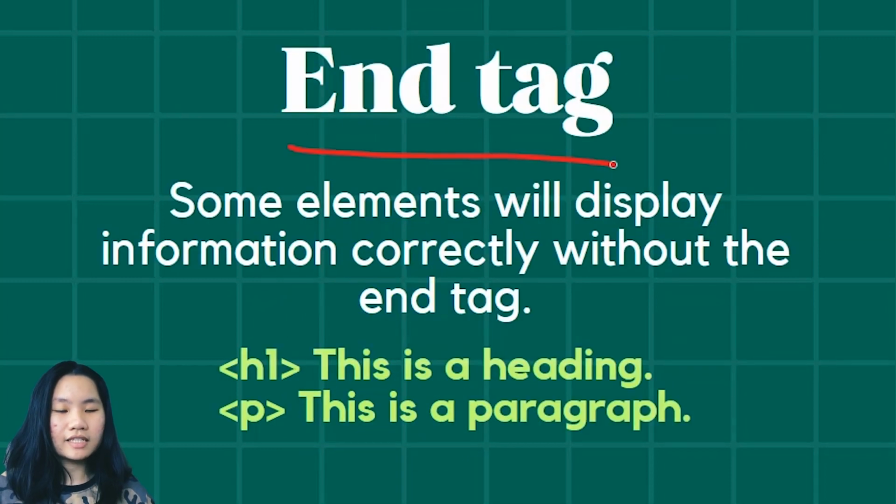Okay, now an end tag. If you exclude the end tag, for example, like body or P or div, for some elements it would display the information correctly. But then again, it will generate unpredictable behaviors as well as possible errors. So it's best to be consistent and universal in how you code. So it's best to have an end tag, all right?